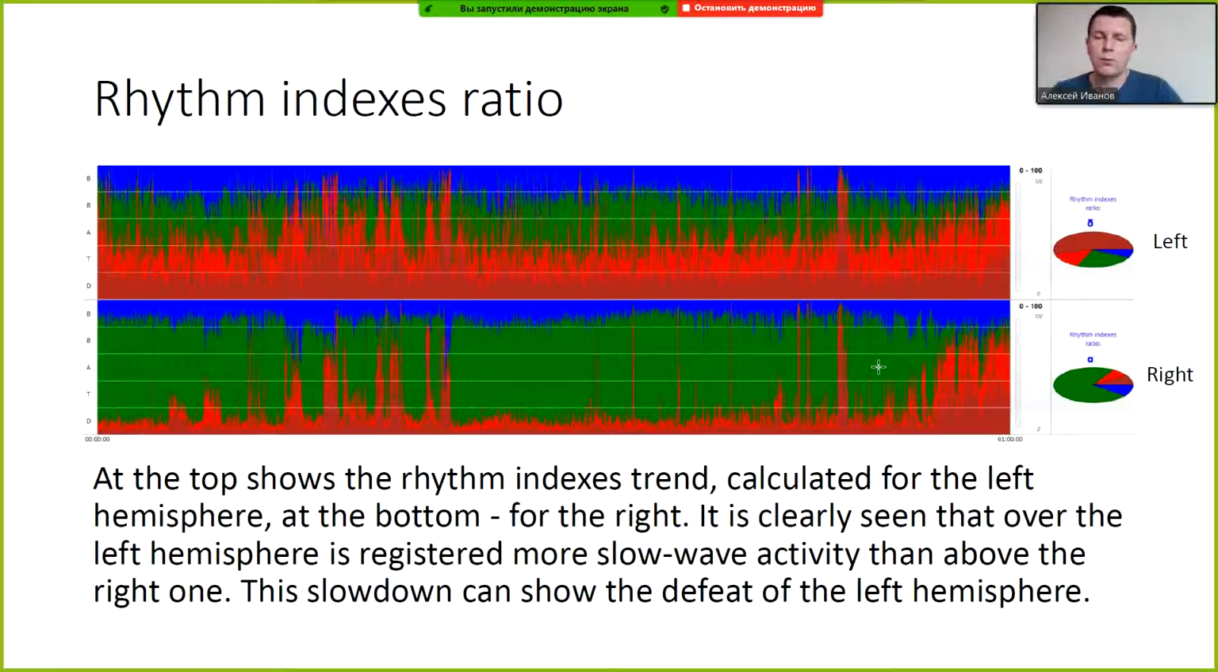Also, we can calculate this trend for different derivations. For example, for the left hemisphere on the top and for the right hemisphere on the bottom. And we can also compare signal frequencies between these two trends. We can see that on the right side we have alpha rhythm dominating, but on the left side we cannot see such an image. We can see that delta and theta rhythms also dominate here, and this means that EEG activity is slower on the left side for this patient.